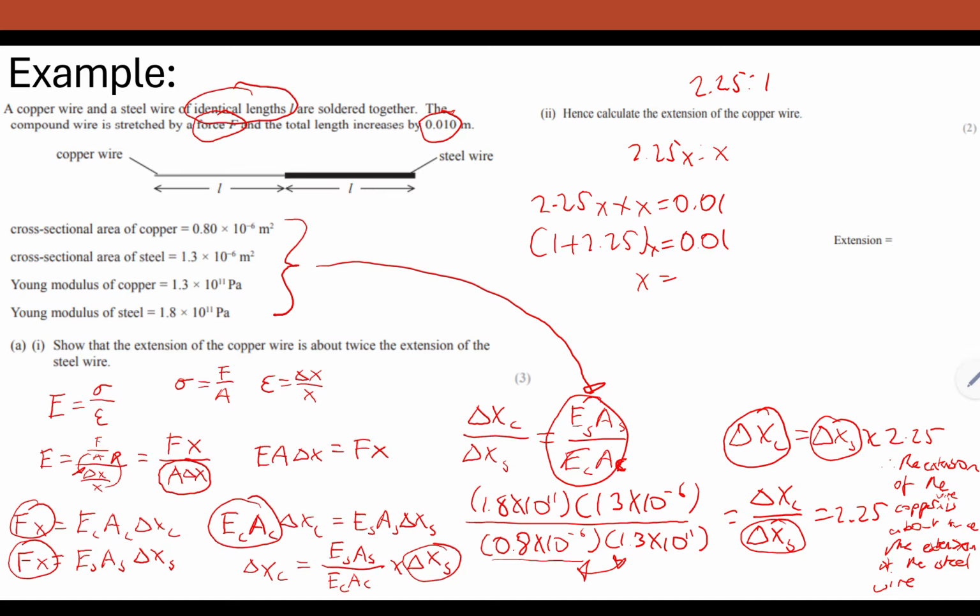So when we do that, we get 3.08 times 10 to the power of minus 3. So now we found the extension of the steel wire. Now we need to find the extension of the copper wire, and we can just multiply this by 2.25. So when you do 3.08 times 10 to the power of minus 3 multiplied by 2.25, we get 6.92 times 10 to the power of minus 3 meters. And there you have it.